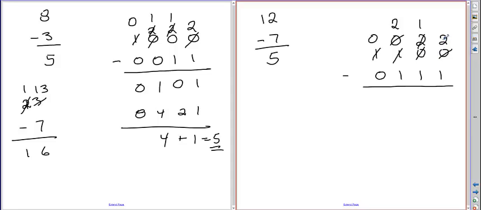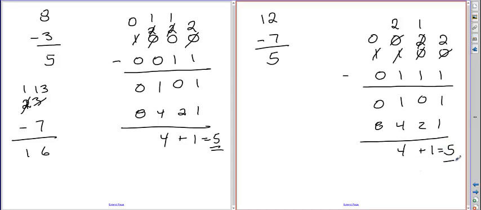Okay, so it looks like we're all set. So you get 2 minus 1, which is 1, 1 minus 1, which is 0, 2 minus 1, which is 1, and 0 minus 0, which is 0. So again, we're going to write the powers of 2: 8, 4, 2, and 1. So we get 0, 4, 0, 1, 5.